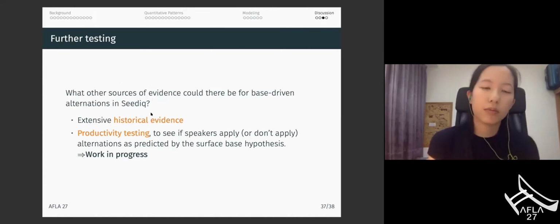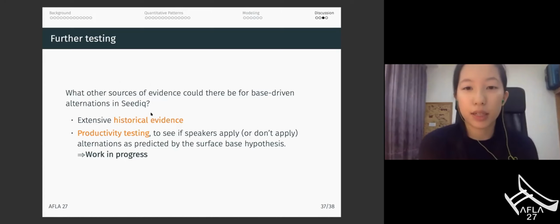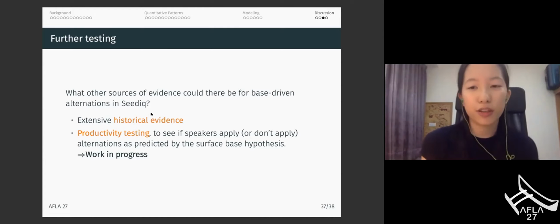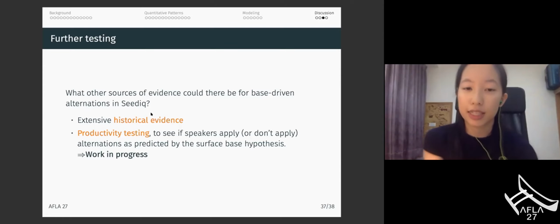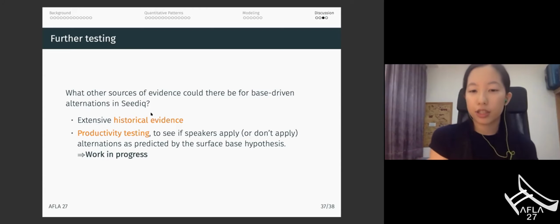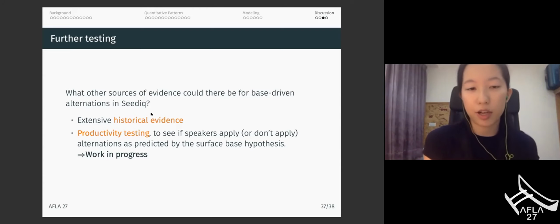So the results so far are based on a relatively limited corpus of 340 items. So I'm looking for more evidence either in support of or disproving this base-driven approach. With ongoing work right now, I'm doing some productivity testing to see if speakers in their synchronic grammar apply alternations as predicted by the surface-based hypothesis.